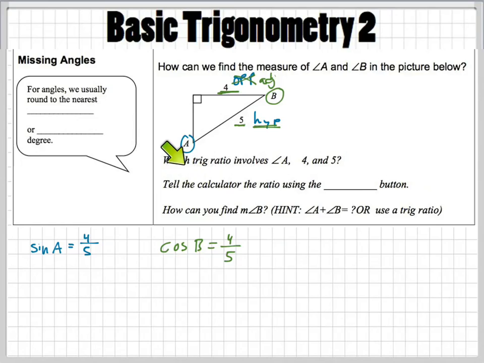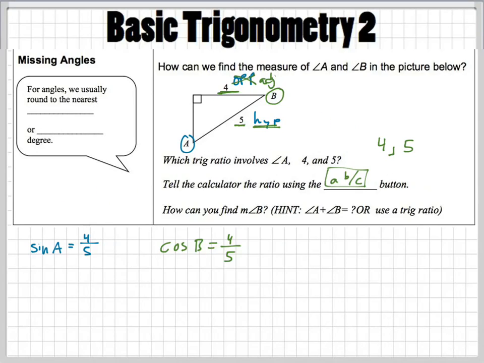Alright, so what it says right here, first it says which trig ratio involves A, 4, and 5. We kind of did that right here, the sine. Tell the calculator the ratio using the blank button. To tell the calculator the ratio, there's a button that looks like this. It says A, B, C. That's one button you can use, because that button will give you a fraction. It'll say 4, then have this weird thing like there, and 5. That means 4 over 5. That's the same as this right here.